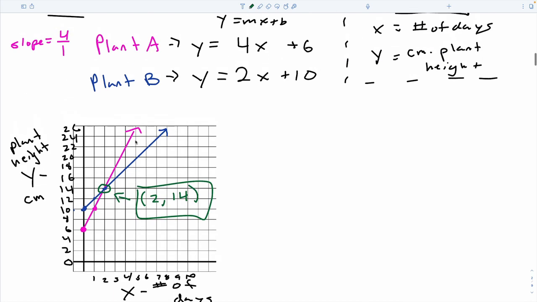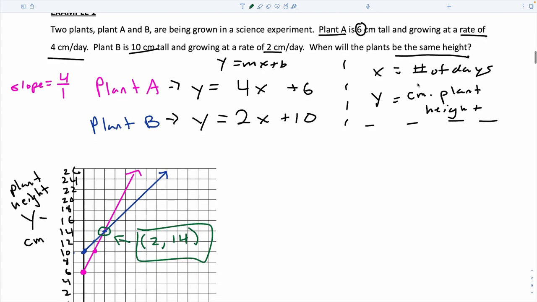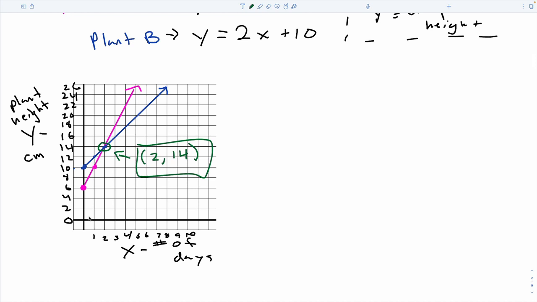But that is cool and all. It's a lot of numbers, but it's not asking for just the coordinate pair. It's asking for when they'll be the same heights. The number of days it took down here was 2. So it took 2 days. They will be the same height in 2 days.